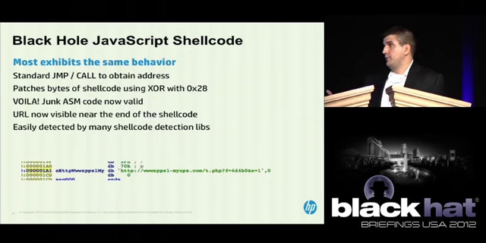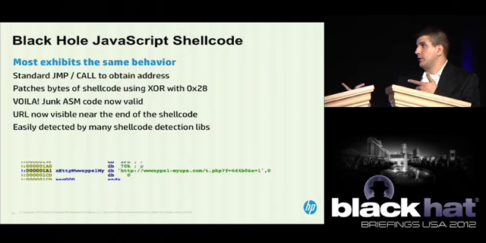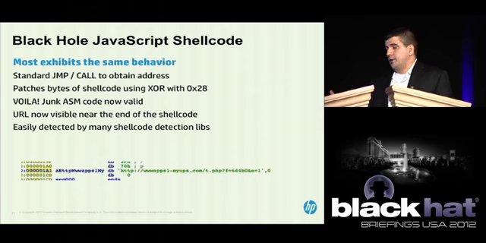So the image at the bottom is one of the URLs we found after we deobfuscated this. And you run the shellcode through something like libemu, and it's easily detected. So they're definitely not on the forefront of evading anything like that.